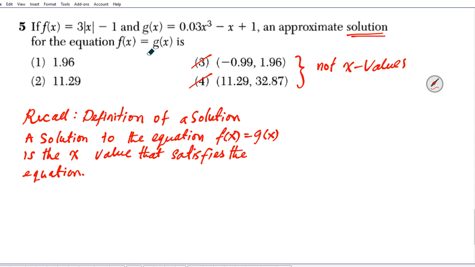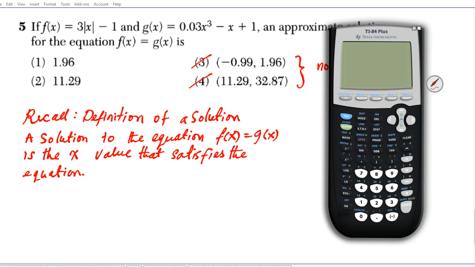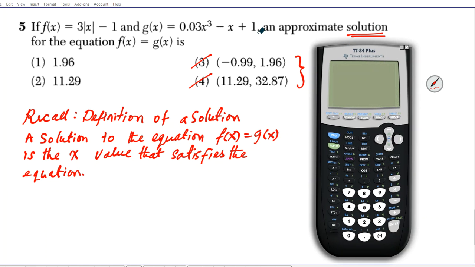this equation. Okay, so what we're going to do, there are two ways you can do it. You can just plug in these values in here and see which one satisfies this equation, or you can graph. Okay, I'm going to do the graphing option so I can show you how to solve this graphically. I'm going to be using the TI-84 Plus to help us graph the functions and determine what the intersection is, which is the solution.